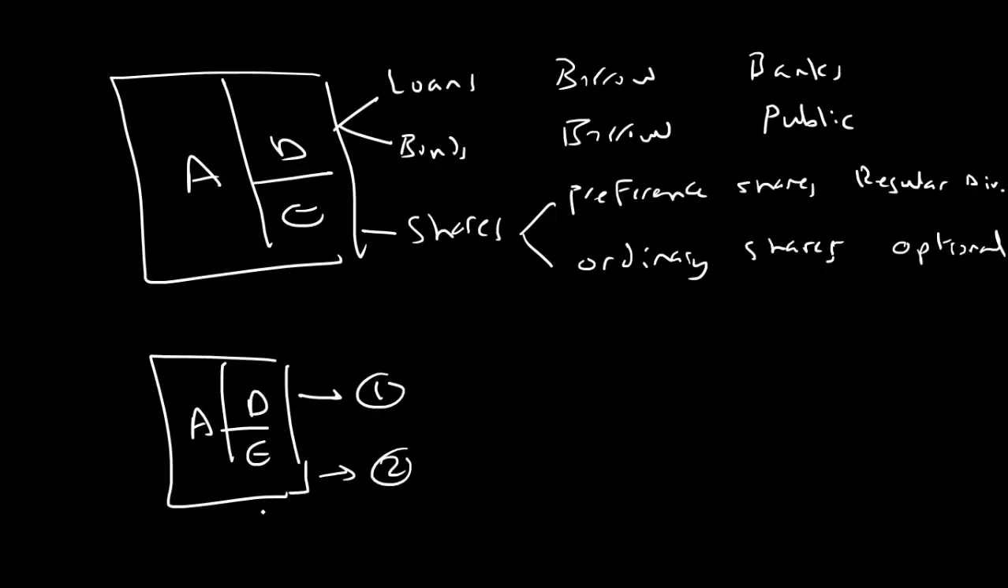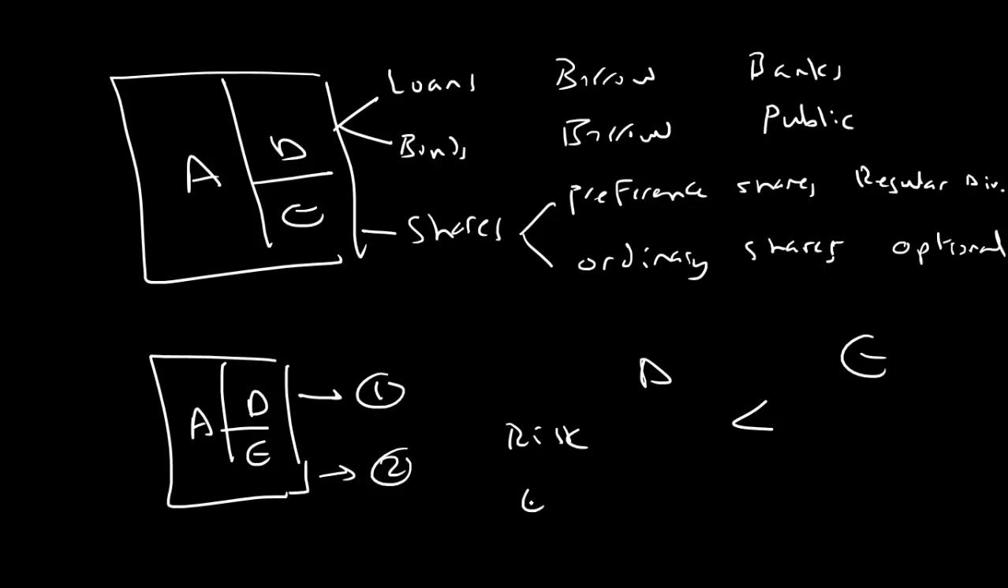Consequently, which one will have a higher risk? If this is debt and this is equity, which one will have a higher risk? Equity will have a higher risk compared to debt. Why? Because in case of bankruptcy, debt holders will take their money first. And if there is any money left, and usually in case of bankruptcy, there is nothing left, which means equity holders will get nothing or will get a very small amount.